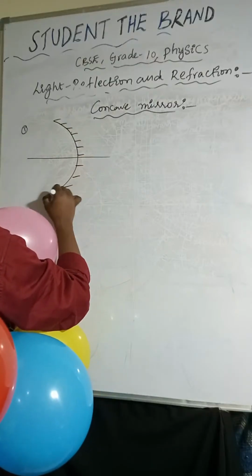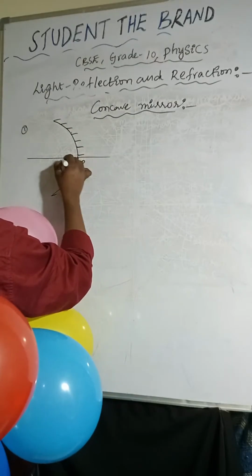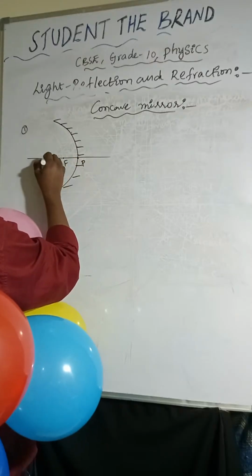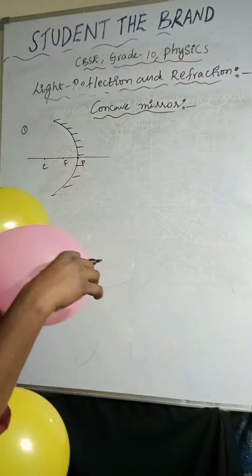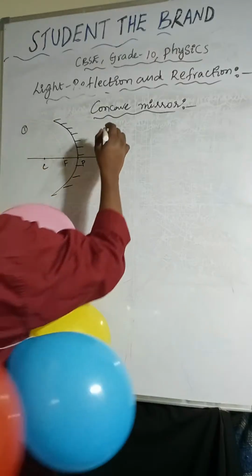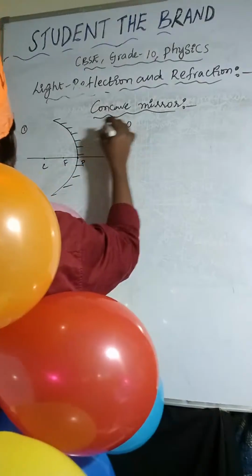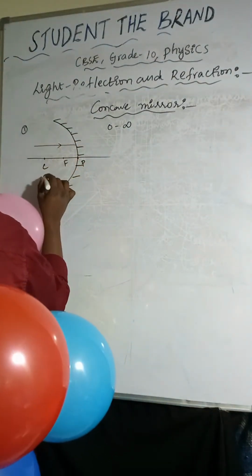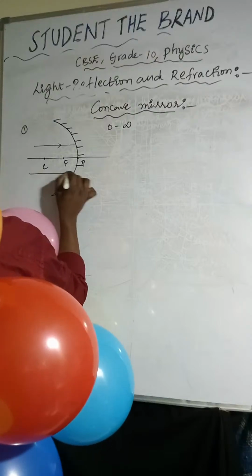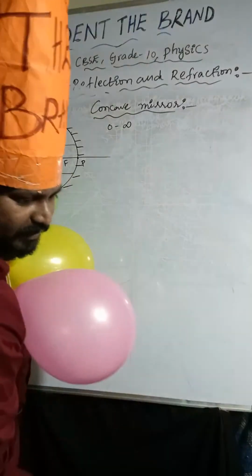Pole, focus, center of curvature. Object is at infinity, so light rays are coming from infinity.